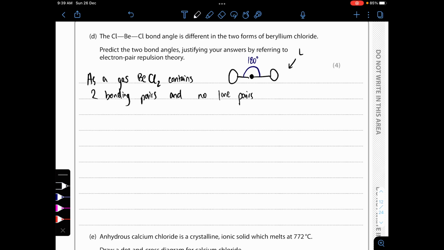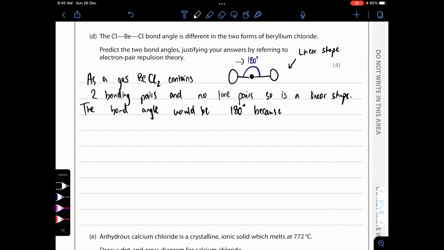So what type of shape would you call this? This is a linear shape. So the bond angle, we've already said, is 180 degrees. And then we have to say because, right? Now we state our electron pair repulsion theory: because the bonding pairs repel each other to minimize repulsion, or you can write to maximize separation.